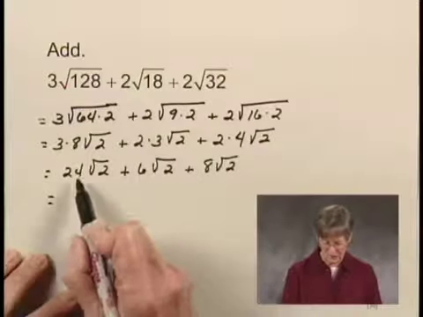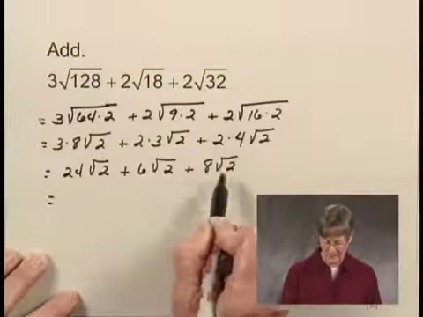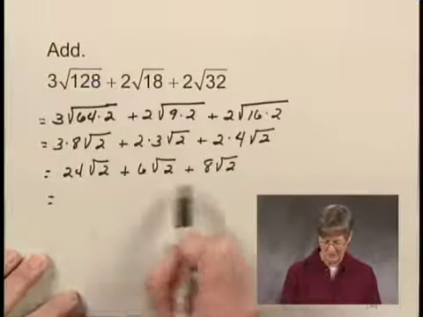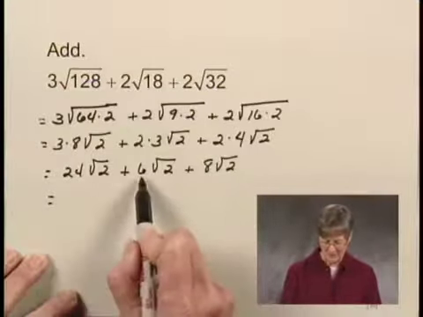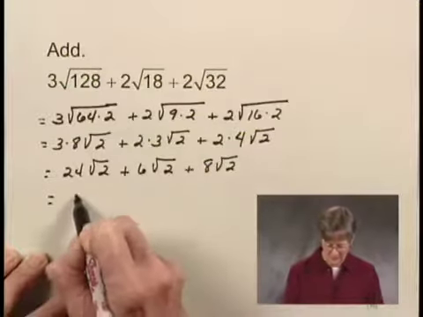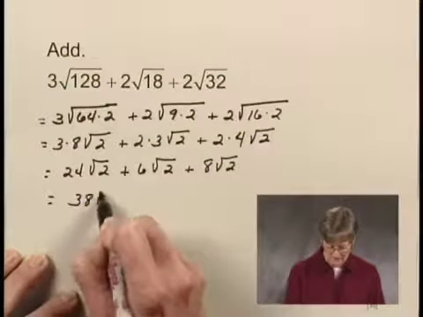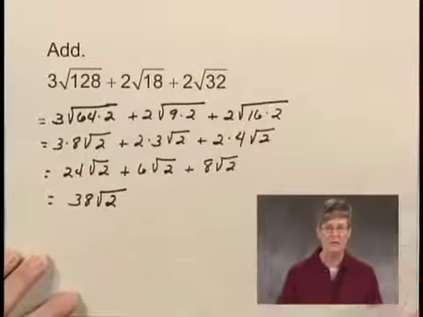So I would have 24 plus 6 plus 8 times the square root of 2. 24 plus 6 is 30, and 30 plus 8 is 38. So the sum that we're looking for is 38 times the square root of 2.